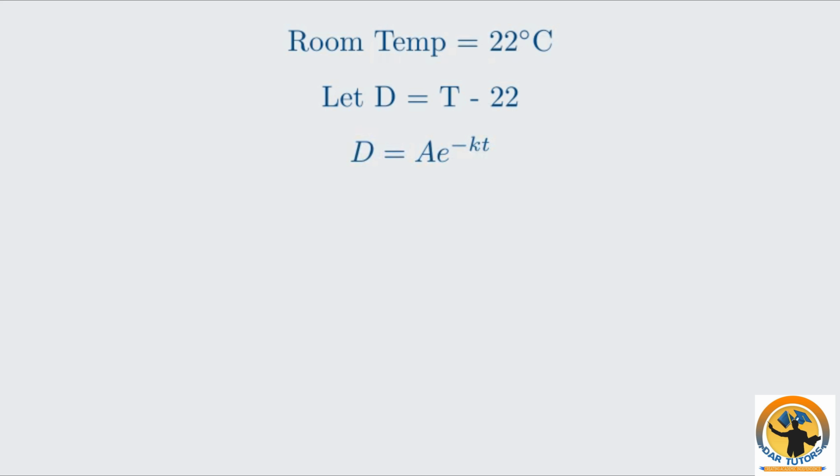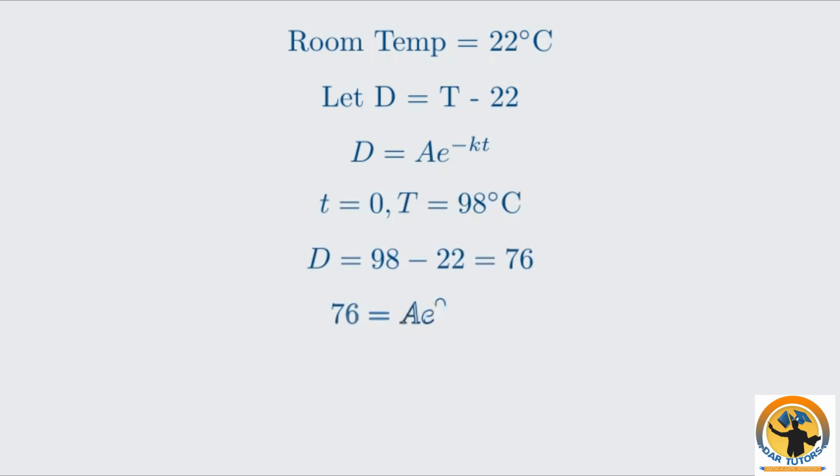Let's use the initial conditions to find A. At time t equals 0, the tea is at 98 degrees. So the initial difference D is 98 minus 22, which is 76. Plugging this into our model, we get 76 equals A times e to the power of 0, which is 1. So A equals 76. Now our model is D equals 76 times e to the power of negative kt.